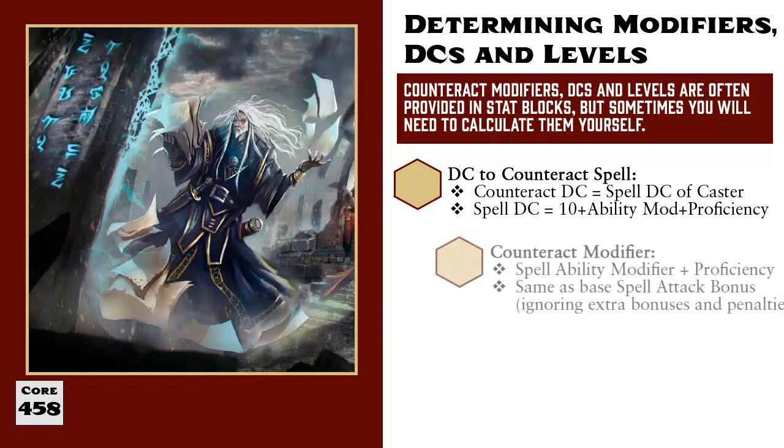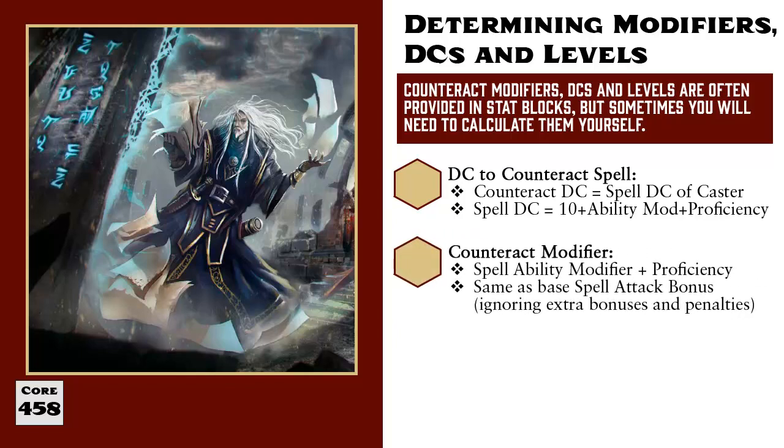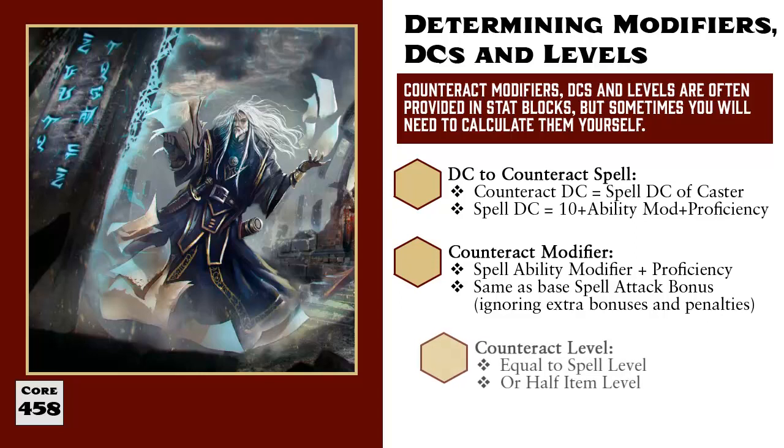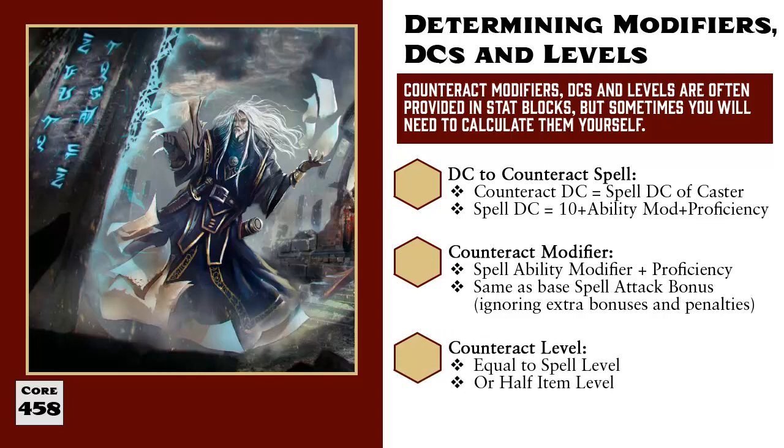The base counteract modifier of the character attempting to counteract the effect using a spell is their spellcasting ability modifier plus their proficiency bonus. Essentially, this is the same as their spell attack bonus, except counteract checks are only modified by things that specifically state that they modify counteract checks, and are not modified by any effect that would grant a bonus or a penalty to a spell attack roll. And counteract level is equal to the spell slot used to cast the spell.